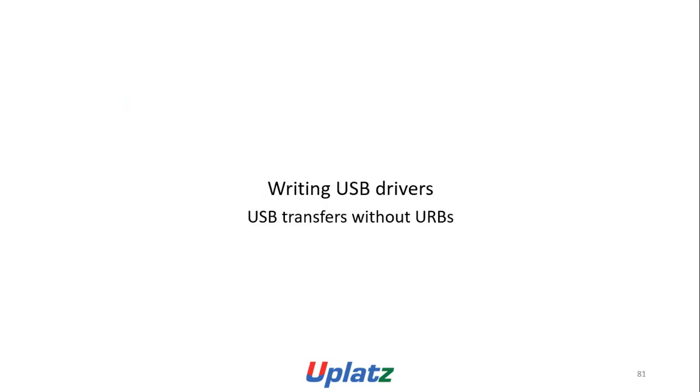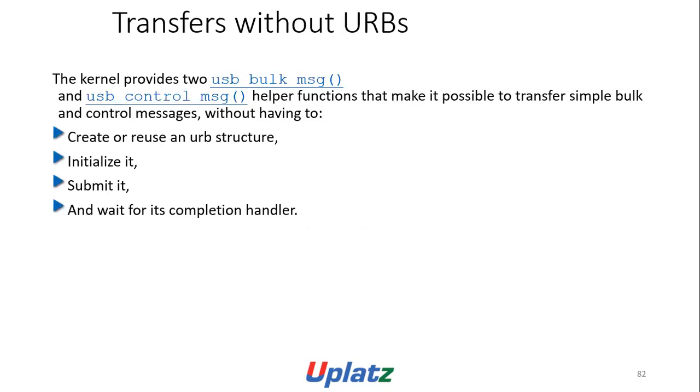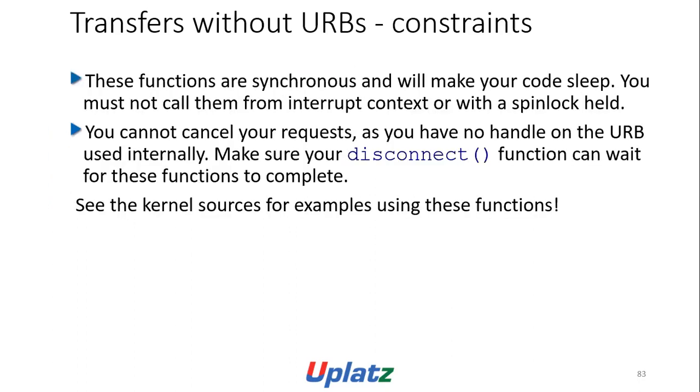Writing USB drivers: USB transfers without URBs. The kernel provides two helper functions, usb_bulk_msg and usb_control_msg, that make it possible to transfer simple bulk and control messages without having to create or reuse a URB structure, initialize it, submit it, and wait for its completion handler. Transfer without URBs constraints: these functions are synchronous and will make your code sleep. You must not call them from interrupt context or with a spinlock. You cannot cancel your request as you have no handle on the URB used internally. Make sure your disconnect function can wait for these functions to complete. See the kernel sources for examples using these functions.